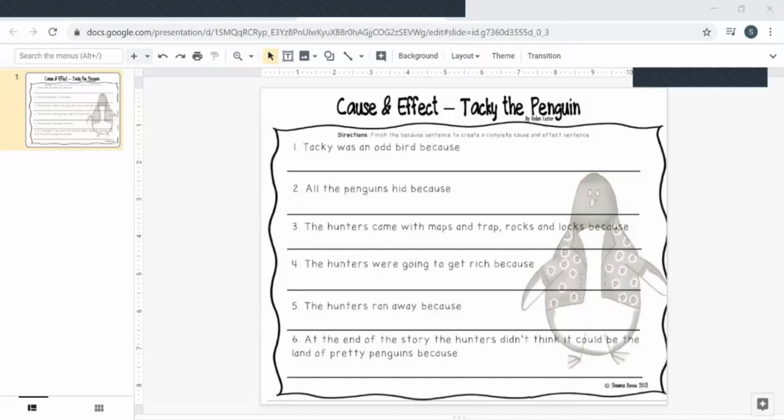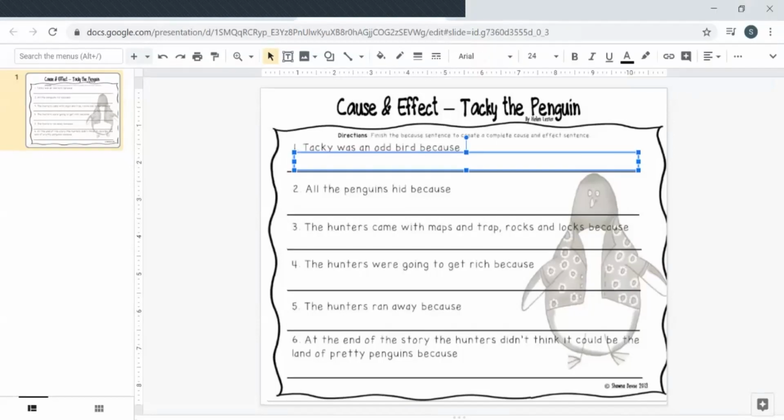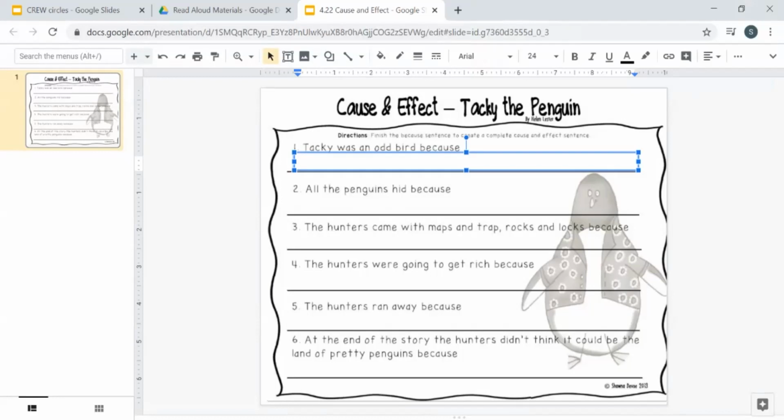Number 1 says, Tacky was an odd bird because. Now when I want to type the rest of my sentence, I need to click right by the line so that I can type inside this box. And once this box is blue, I know I can type. So Tacky was an odd bird because. Yeah, I'm thinking some of the same things. So because he marched funny, did cannonballs, and dressed odd.